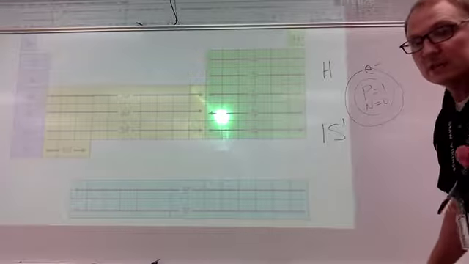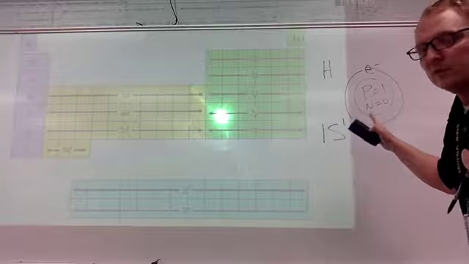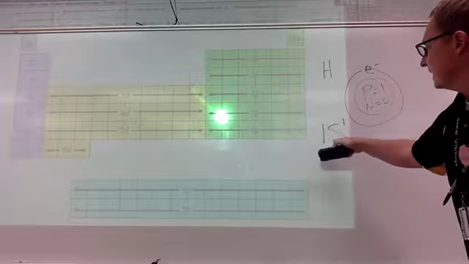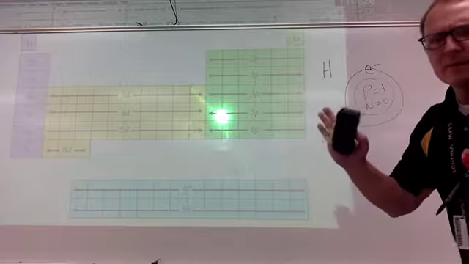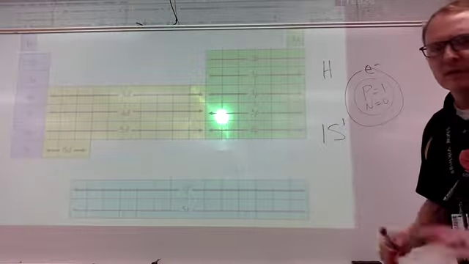Now, if you want to see that one up here, you go ahead and click rewind because I'm about to erase it. So take a good look at it right there. Bohr's version, which is not entirely correct, but the electron configuration for hydrogen is 1s1, right? Let's leave that up here.